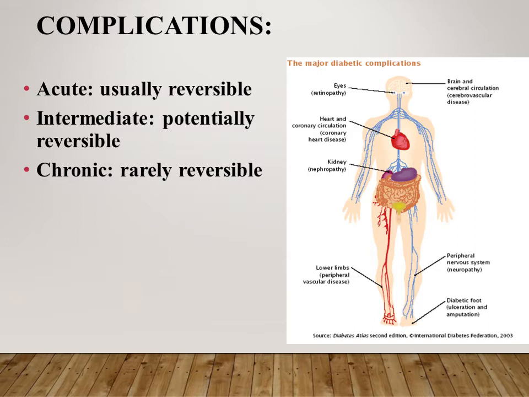In this slide, we study the complications of diabetes mellitus. The complications of diabetes mellitus are divided into three parts. First is acute, second is intermediate, and third is chronic, which is rarely reversible. Acute complications are usually reversible, while the intermediate complications are potentially reversible.